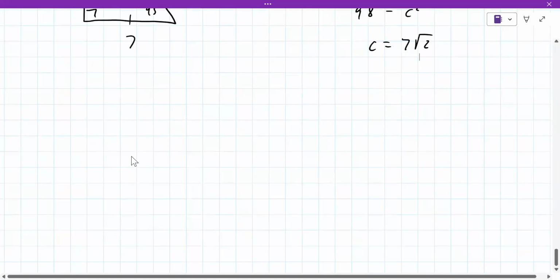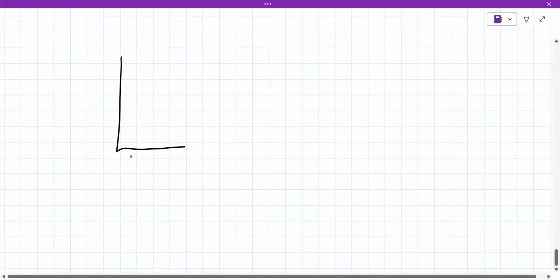Okay. All right. So let's go the other way. Let's say I give you the hypotenuse in a 45, 45, 90, and let's say I tell you it's 16. How do you find the values of A and B in this case?